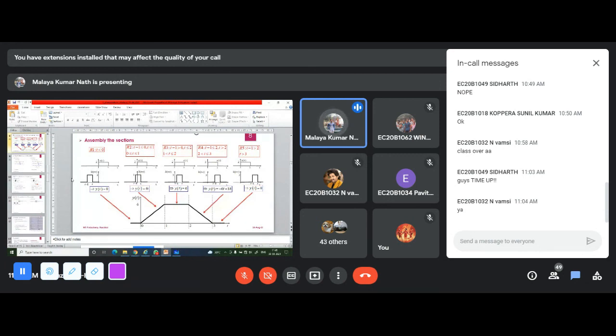Next class we'll discuss some more 2-3 problems. So this finishes all about convolution. Very important thing, convolution. As you are electronics engineers studying signals and systems, this is very important. You have to learn these things very carefully.